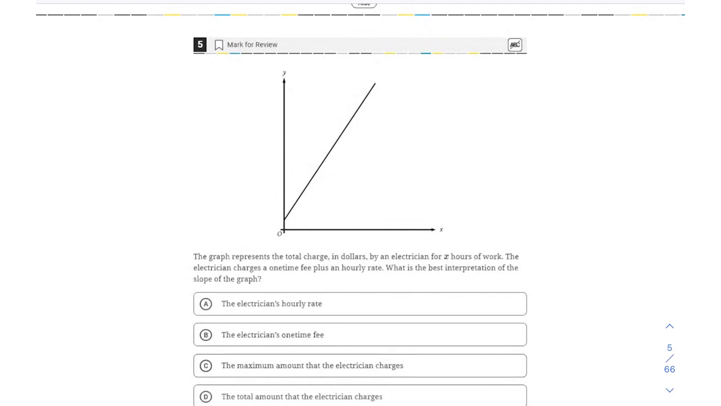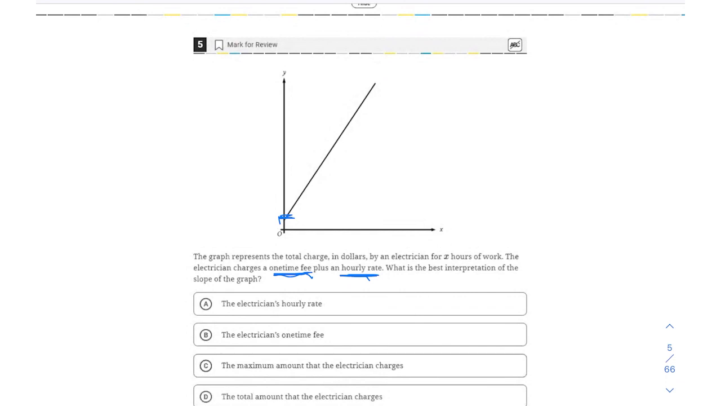And this idea that the hourly rate here would be something indicative of slope, because that's an increase per unit of time. But this one-time fee, and you'll see this asked in different ways. Here it's a one-time fee. Sometimes they'll talk about an initial amount or a starting value. That's what we would see here with our y-intercept.